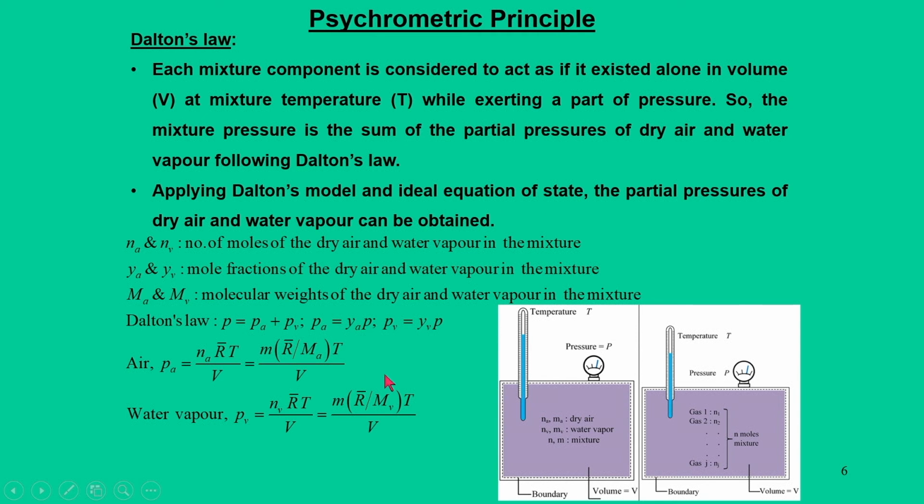Ultimately, when you put the ideal gas equation of state for air and water, we can write these equations. Pa, the partial pressure for air, is equal to m times R divided by Ma, into T divided by V. V is your total volume, T is the mixture temperature. Similarly, we also can find out the partial pressure of water vapor knowing the molecular mass of vapor, and of course, these Pa and Pv are evaluated at the same mixture temperature T. So, this is how Dalton's law is going to be applied for our study dealing with psychrometrics.